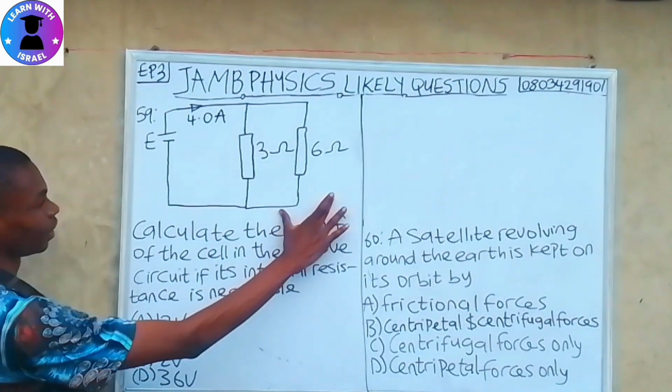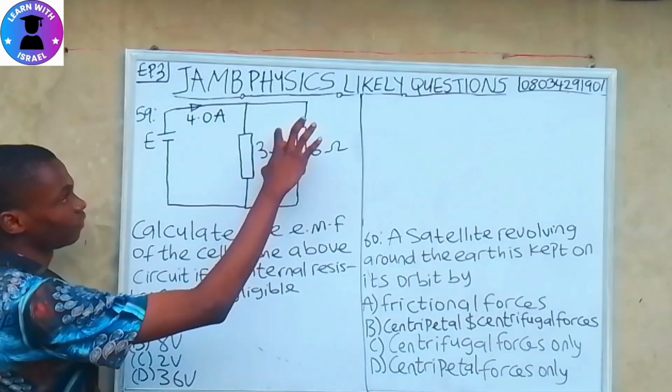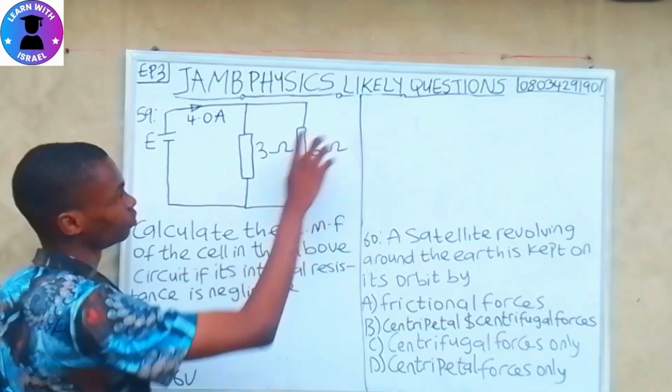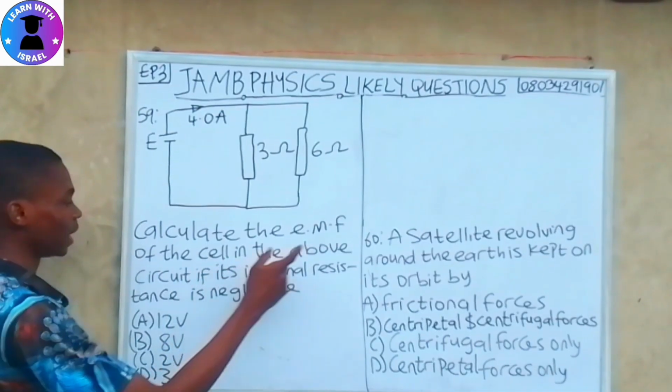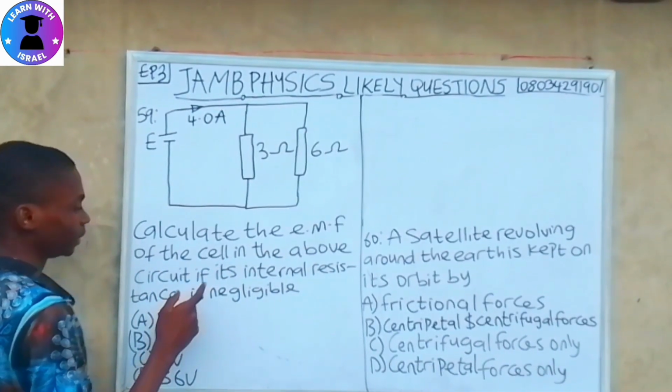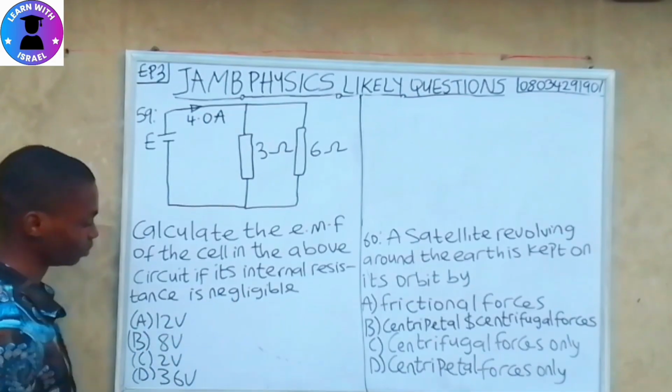Question 59. You can see this diagram. We have our 4.0, which is the ampere. We have 3 ohms here and we have 6 ohms here. So calculate the EMF of the cell in the above circuit, if its internal resistance is negligible.